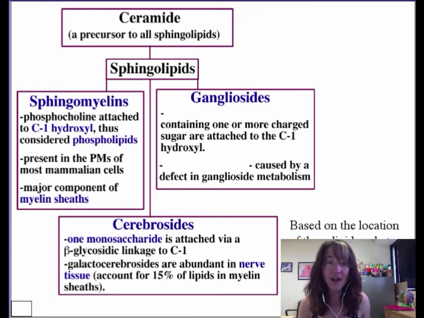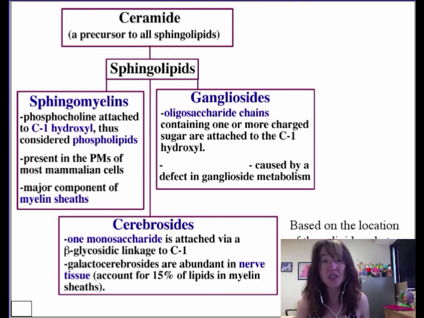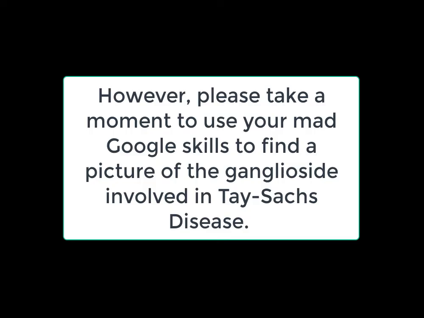Gangliosides, in place of where the sphingomyelins had a phosphocholine group and the cerebrosides had a monosaccharide, get all kinds of complex. They have oligosaccharides. That is, they have more than one monosaccharide linked to their carbon number 1. I'm not going to draw that all out. We would run out of room on our picture.